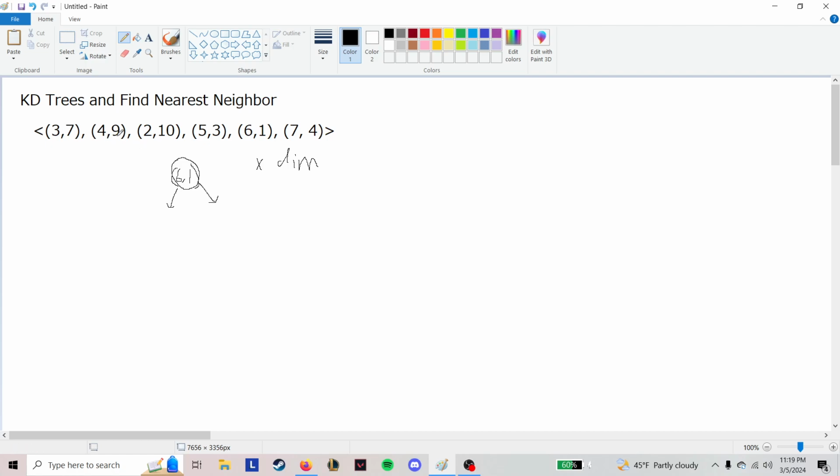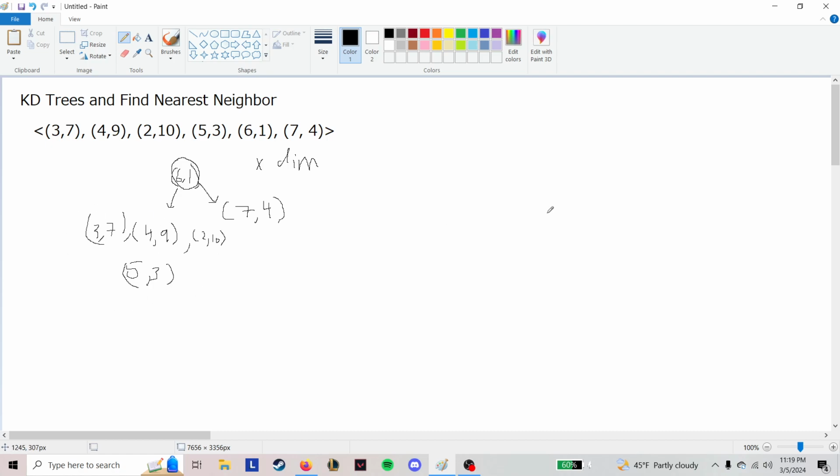So concretely here on the left subtree, we're going to have the points 3, 7, 4, 9, 2, 10, and 5, 3. And on the right side, we're going to have the point 7, 4. And it's just going to be a single point, because there's only one point that's greater on the x dimension. Right? So we're done with the right subtree. There's only one point here. This is going to be our leaf. But there's still some more work to do on the left subtree.